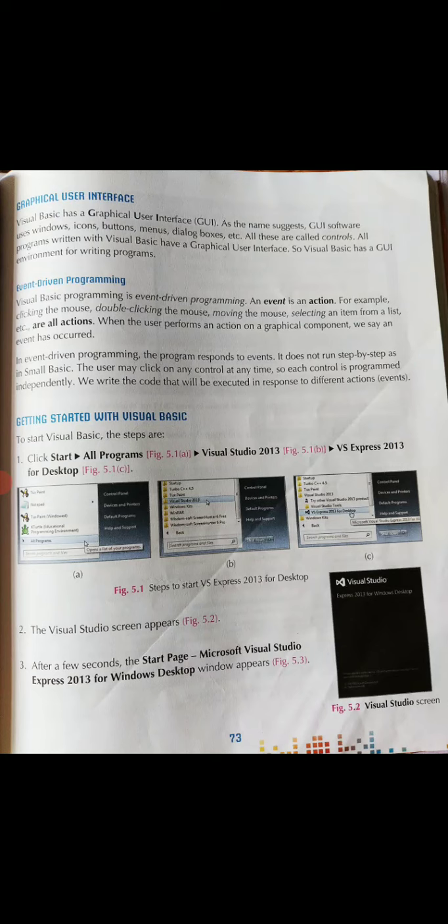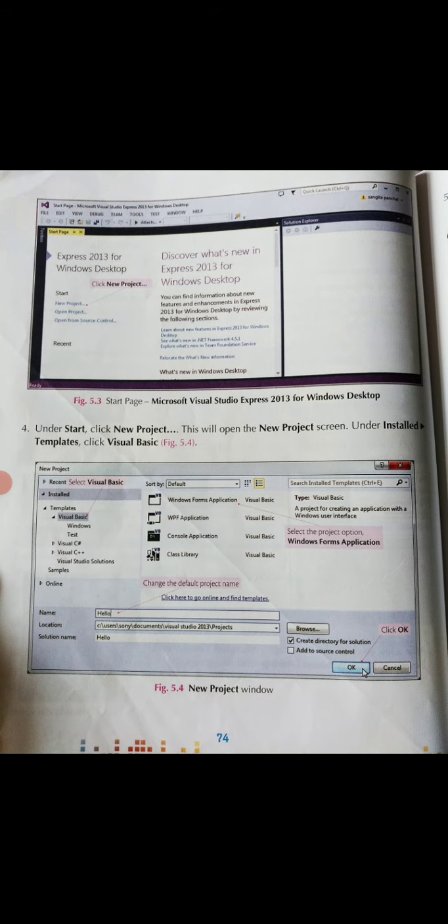Then you will move to step 3. After a few seconds, the start page, Microsoft Visual Studio Express 2013 for Windows desktop window, appears. In step 3 you will find that one page appears, and that page is your Visual Studio Express. Then students, you are going to move to step 4.